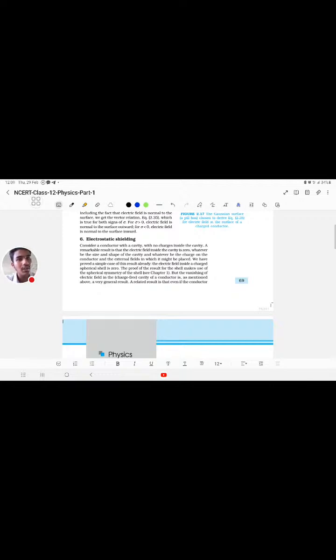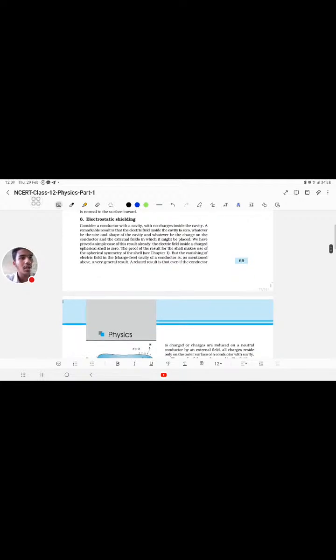The electric field inside a charged spherical shell is 0. The proof of the result for the shell makes use of the spherical symmetry of the shell, as we have seen in chapter 1. So basically the fields due to all the other parts cancel each other out, which means that the field turns out to be equal to 0. So it is due to the symmetry, but the vanishing of the electric field in the cavity of a conductor is, as mentioned, a very general result.